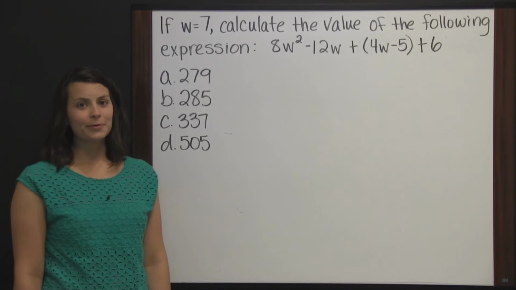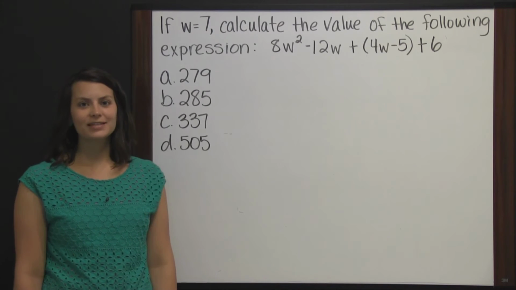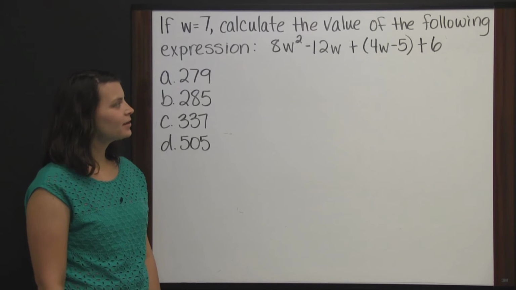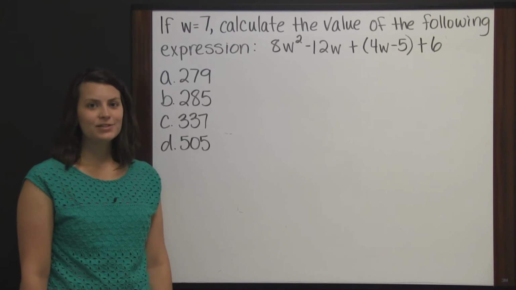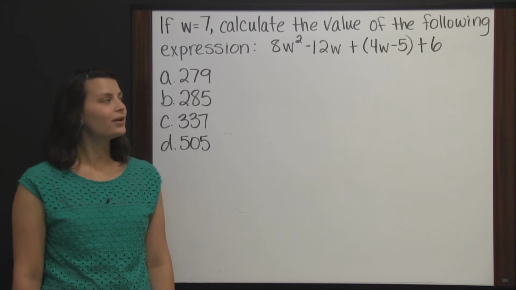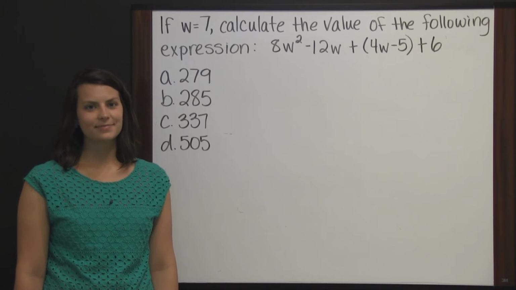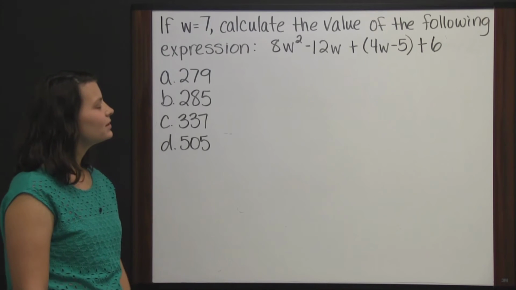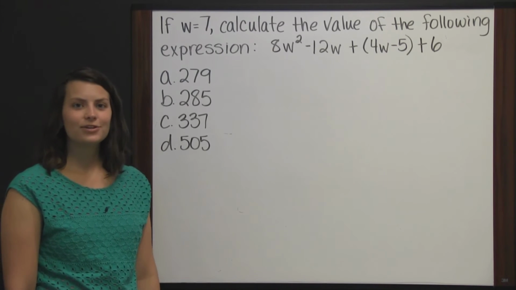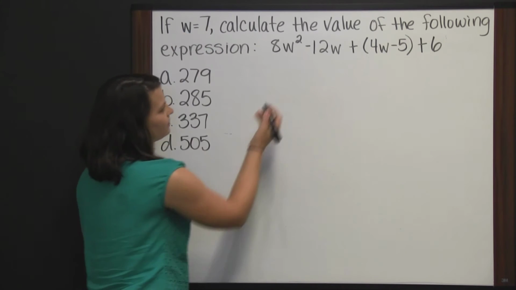If W equals 7, calculate the value of the following expression. 8W squared minus 12W plus the quantity of 4W minus 5 plus 6. In order to simplify, the first thing we need to do is substitute 7 for W.